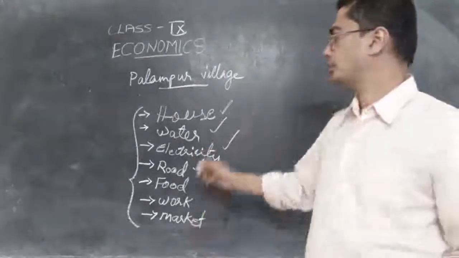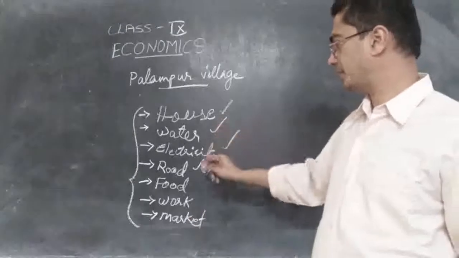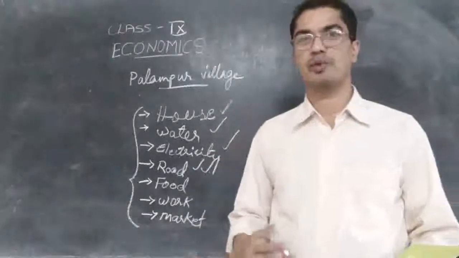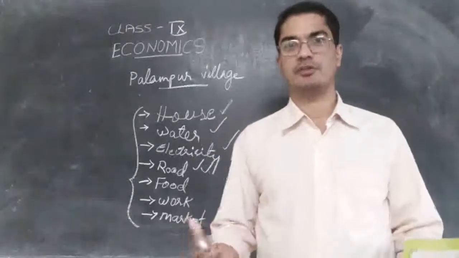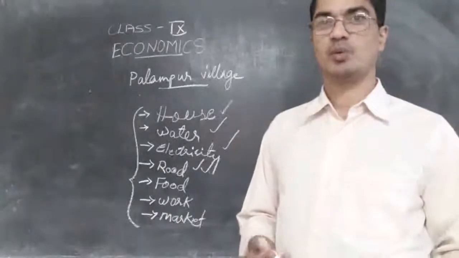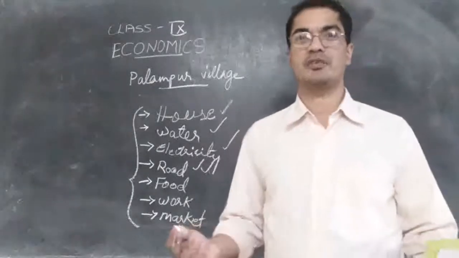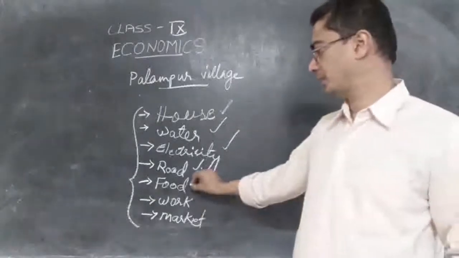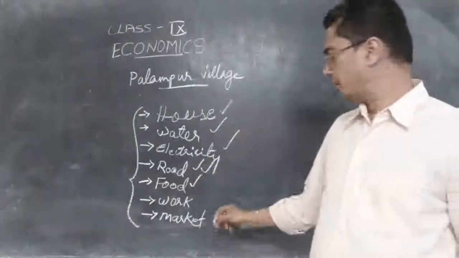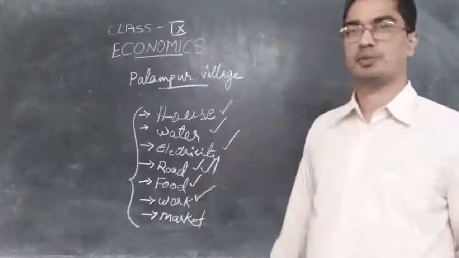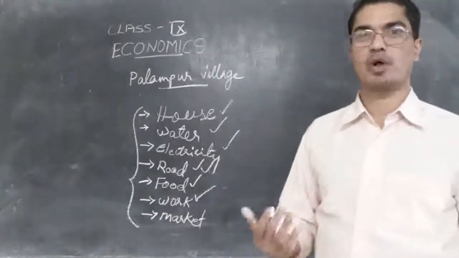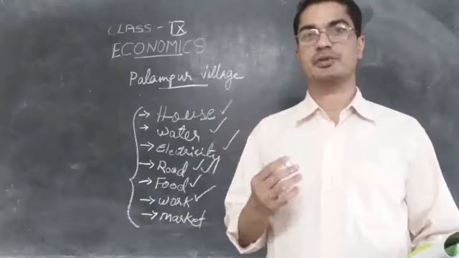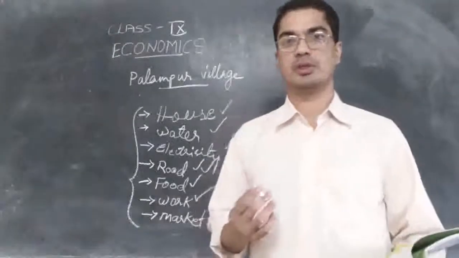If there is a good house, water, electricity, road, everything is there, but for people to eat food, sufficient food is not there, then what will happen? They all will be starving, and we cannot say my place is developed. So food is needed. And there should be work for the people. There should be employment for the people. People should have enough work to do.